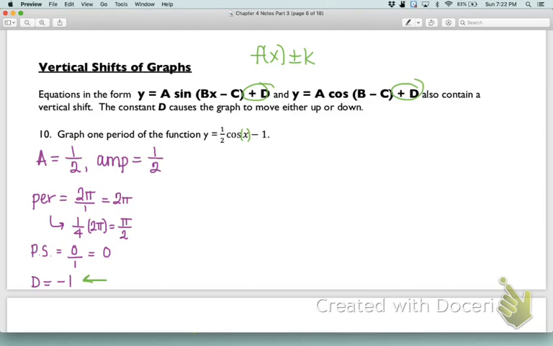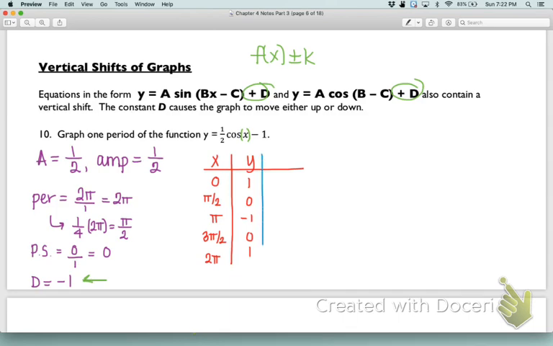Notice again, since b is 1, the period is just 2 pi, and since there is no phase shift, we're going to start at 0 just like before. So let's set up our table. All right, so this is like the standard table that we learned right at the very beginning. The period hasn't changed, and the phase shift hasn't changed, so 0 to 2 pi, counting by pi halves. Cosine starts at 1, so we're going to set up our table like that.